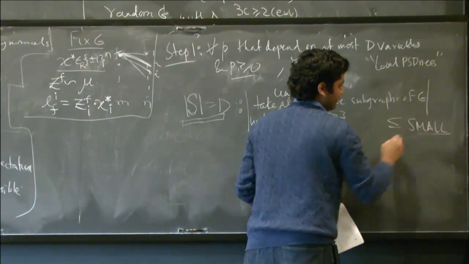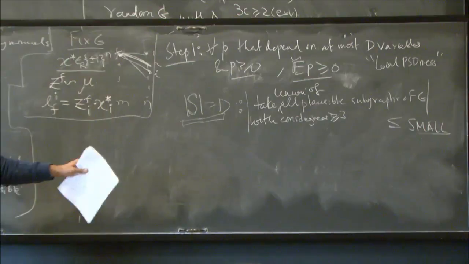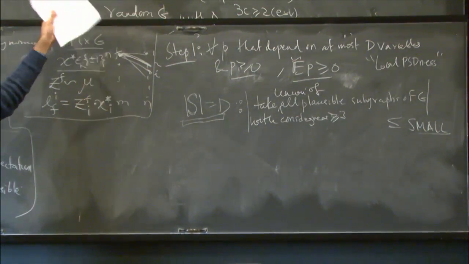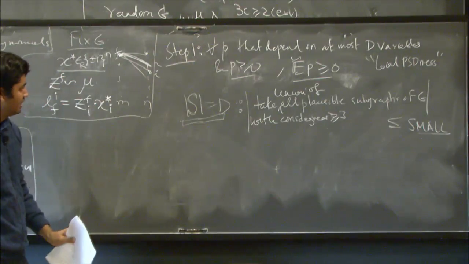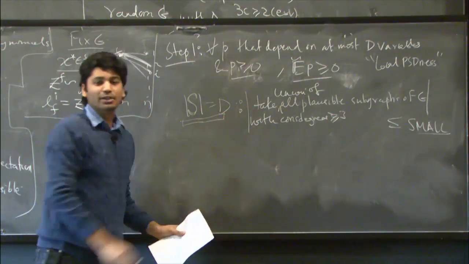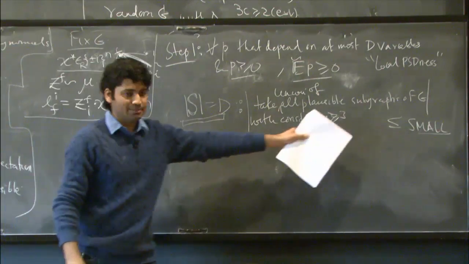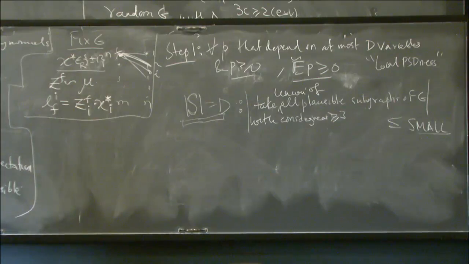Small being this parameter that we're thinking about. Okay, so it's going to be a small subgraph, because the reason is that it has to be plausible, and it just follows from the assumption we made. So the nice thing is now that you can basically define a local probability distribution on this small subgraph, and it is essentially some kind of a conditioning of the planted distribution.